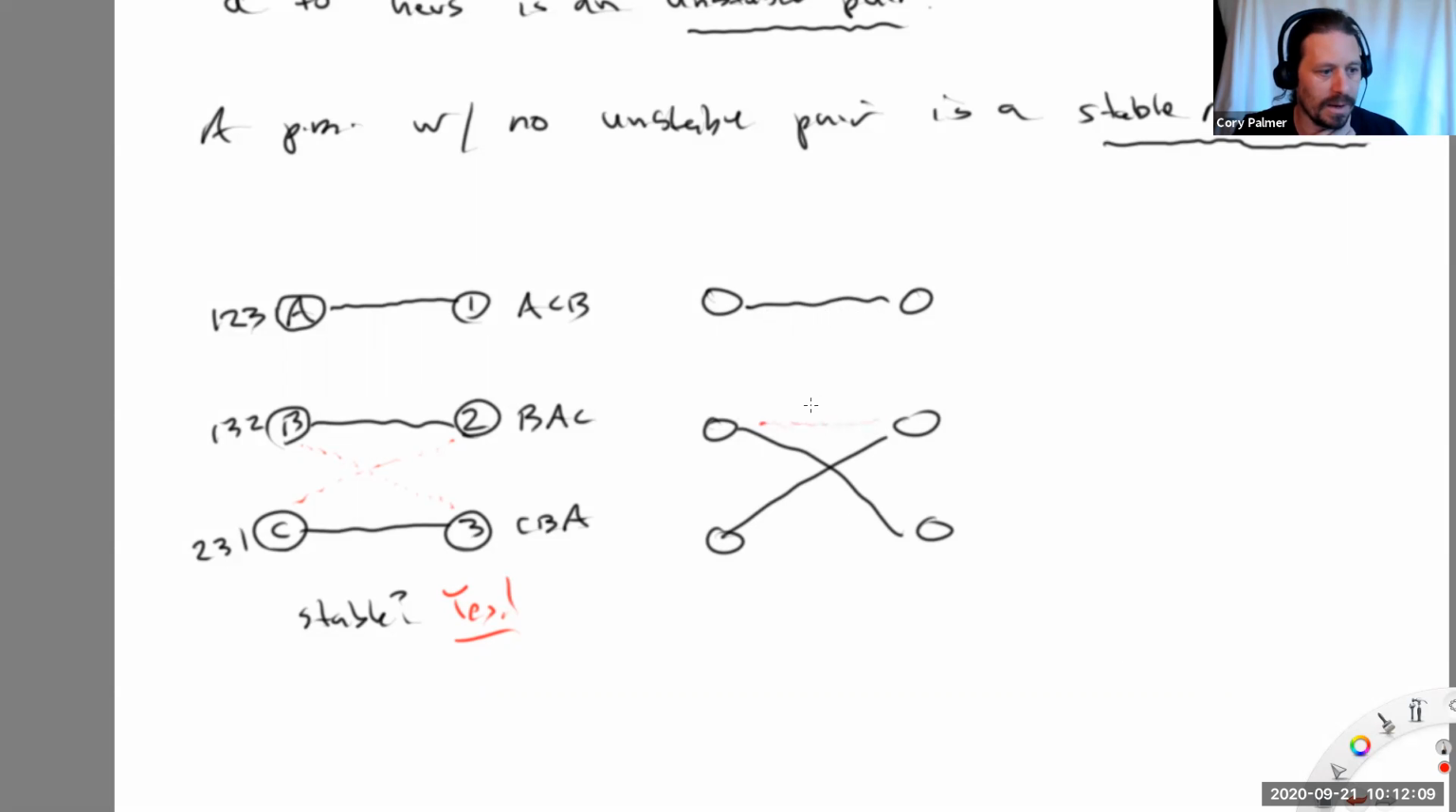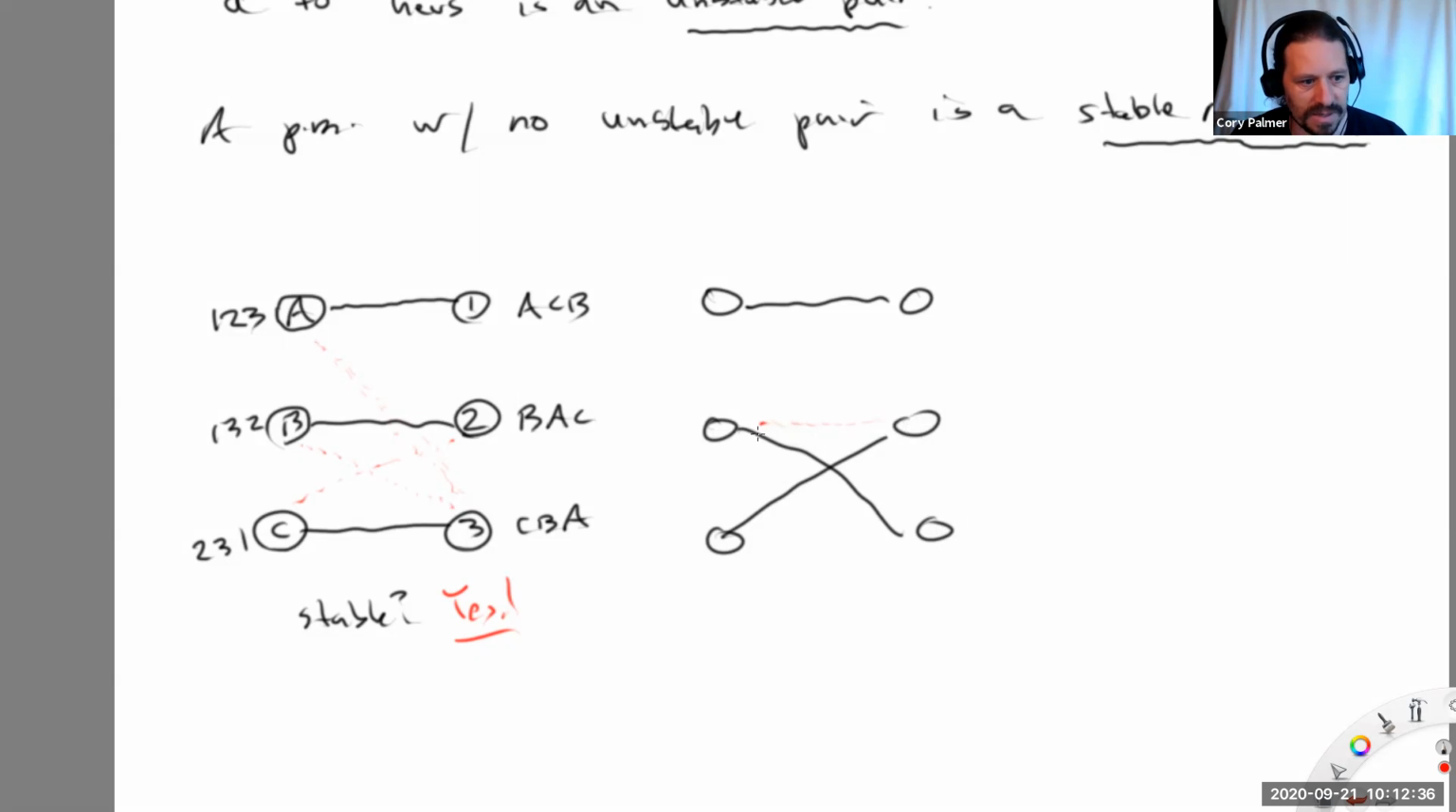These two that are unmarried, and notice I never checked this pair here. As I said, A would never be involved in an unstable pair, so there's no reason to actually go ahead and check that. But in principle, I had to check those ones as well. So what about this? B is happy, right? B here is matched with his second highest ranked person, which is 3 instead of 2.